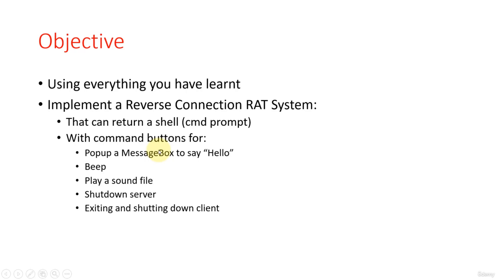So these are command buttons that will be in the client section of the RAT, and you will put a button that when you click, it will send a command to the server to pop up a message box to say hello. And then you have another button for beep, another button for playing a sound, and another button for shutting down the server and exiting and shutting down the client.